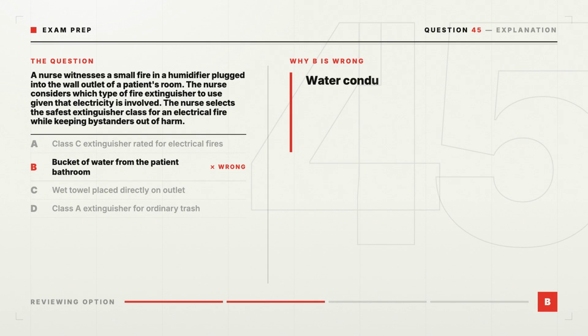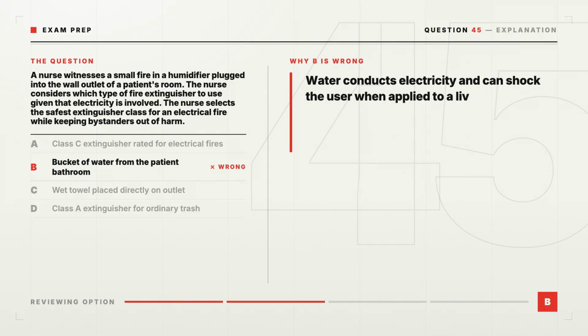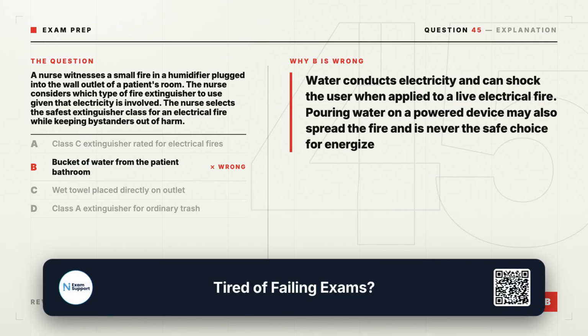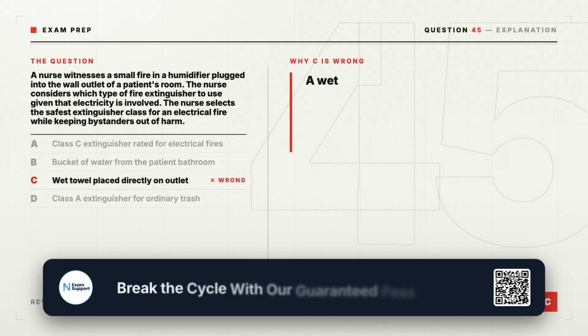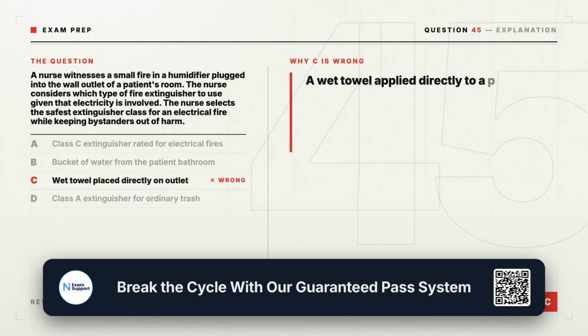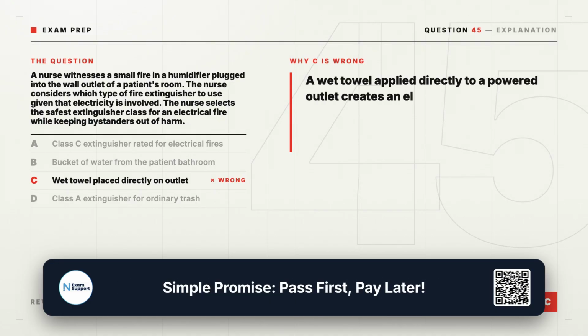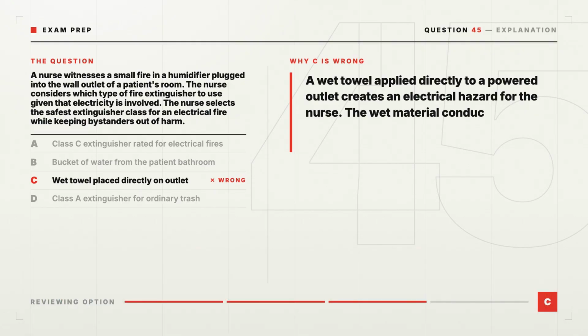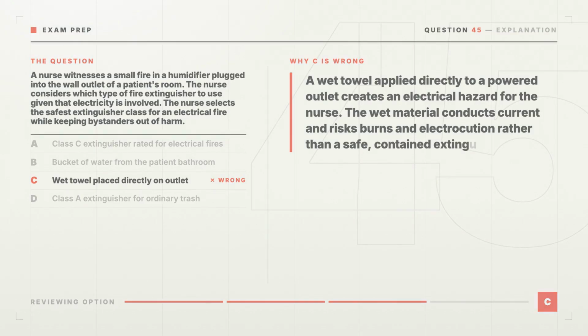B is wrong because water conducts electricity and can shock the user when applied to a live electrical fire. Pouring water on a powered device may also spread the fire and is never the safe choice for energized equipment. C is wrong because a wet towel applied directly to a powered outlet creates an electrical hazard for the nurse. The wet material conducts current and risks burns and electrocution rather than a safe, contained extinguishing action.